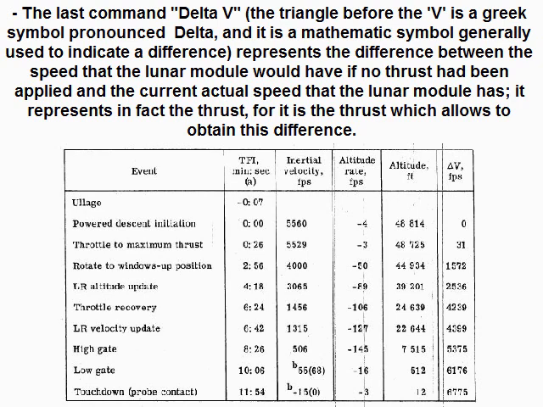The last column, command delta V, the triangle before the V, is a Greek symbol pronounced delta, and it is a mathematical symbol generally used to indicate a difference. It represents the difference between the speed that the lunar module would have if no thrust had been applied and the current actual speed that the lunar module has. It represents in fact the thrust, for it is the thrust which allows to obtain this difference.